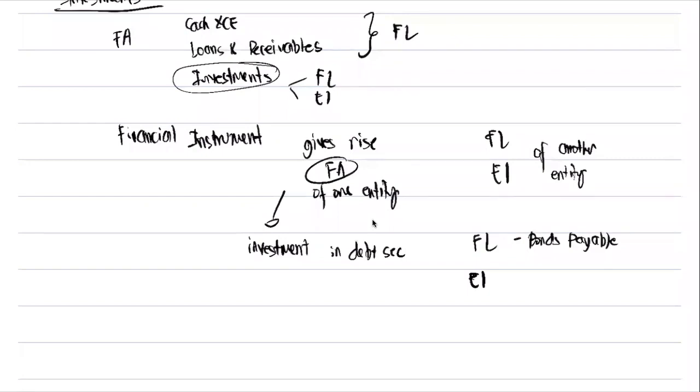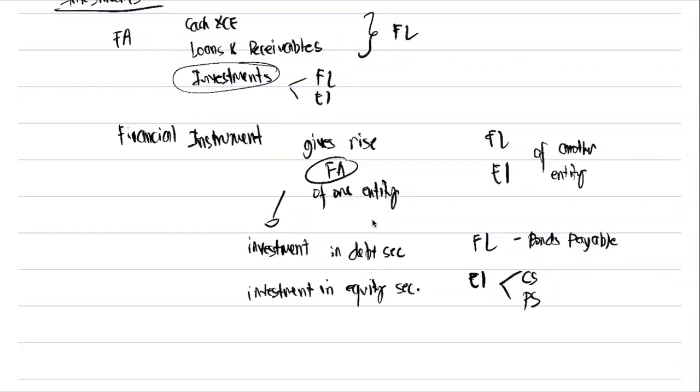Next, the equity instrument of another entity is either a common stock or a preferred stock. The financial asset of one entity here is the investment in equity securities.